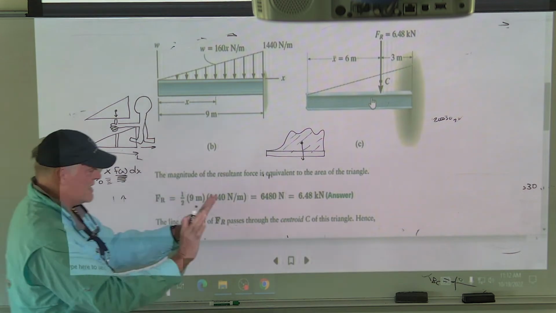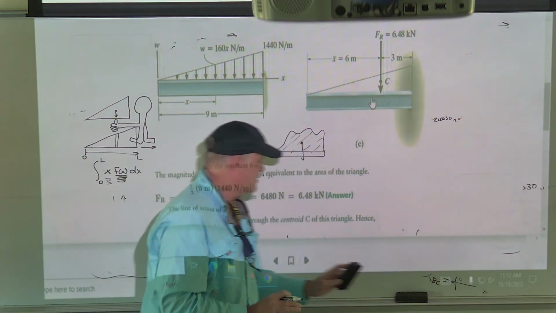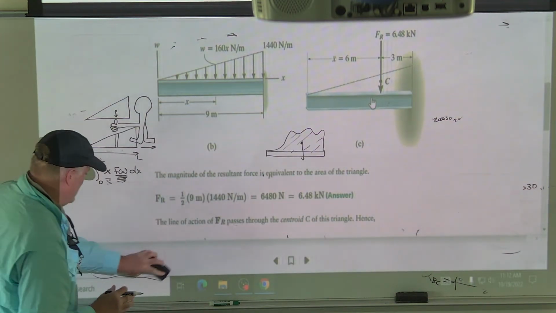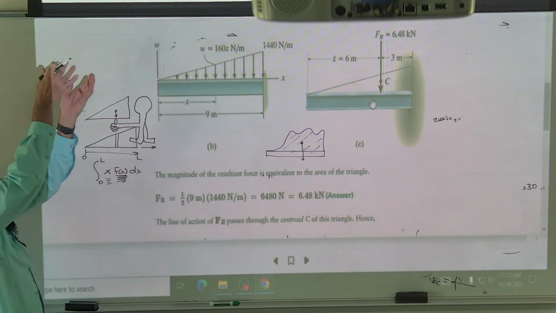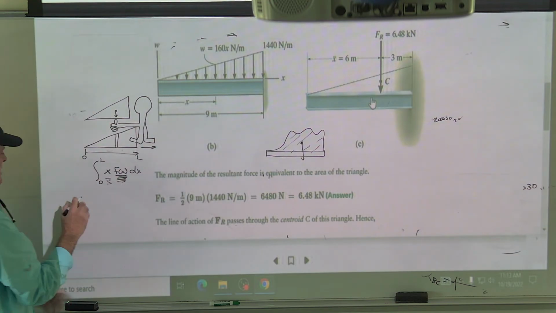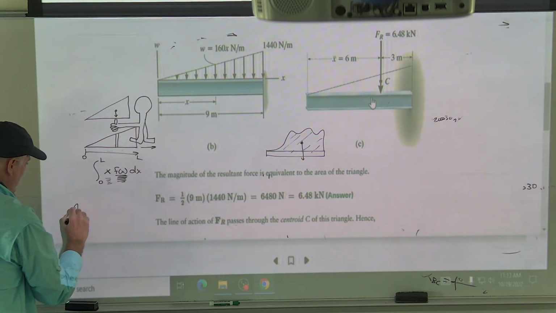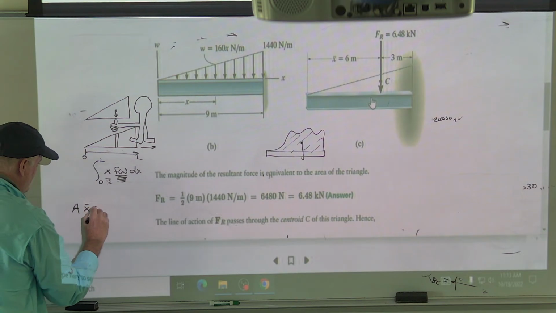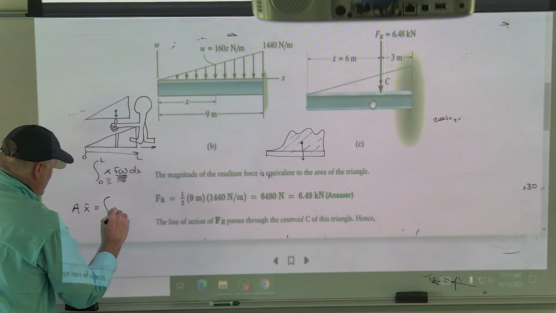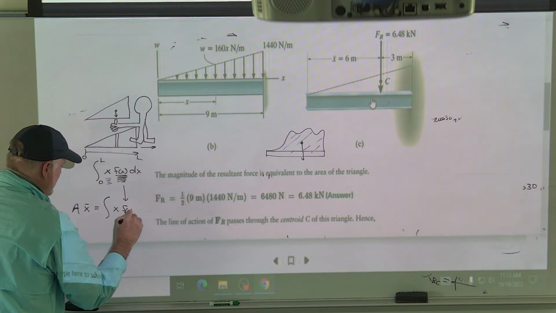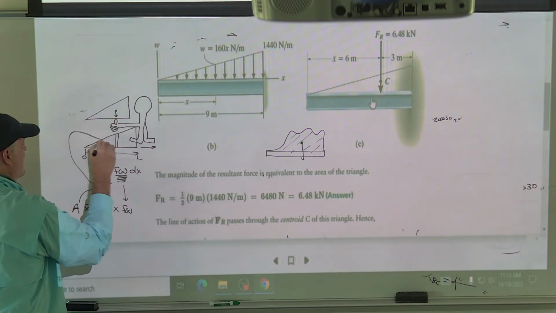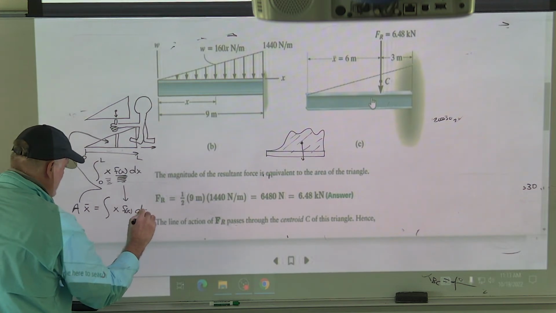So this is leading to, and this is part of what really bothers me about some of this, that technically chapter 9 should be way back before this. If you think about an area, x bar equals the integration of, what is this function? That is the area under the curve, dx.